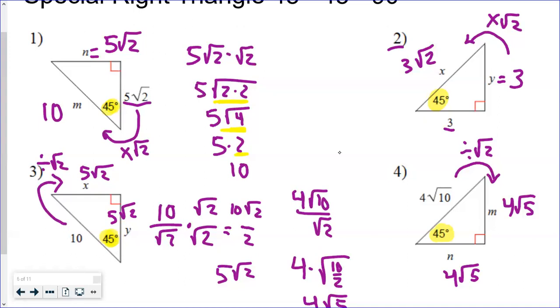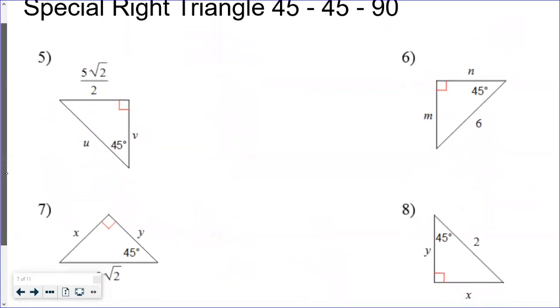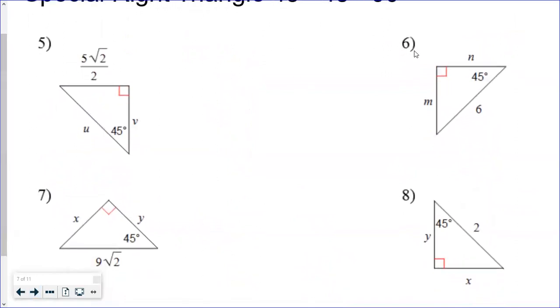here's what we're going to do. Here are 4 more problems. They are all 45, 45, 90 triangles. Okay, I'm trying to get it so you can see it. I am going to give you 2 minutes, and I want you to try to find some of those. And when I come back, I want 4 of you to volunteer to tell me how to do it. And if you don't know, that's okay, but I at least want you to try.